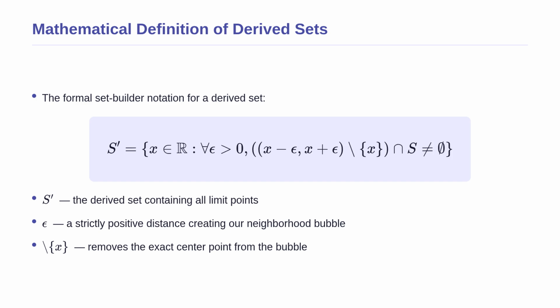The \ {x} means we remove the exact center point from our bubble, because a limit point must have other points of the set nearby, not just itself. Finally, the intersection with S not being empty means our punctured bubble always shares at least one point with the original set.